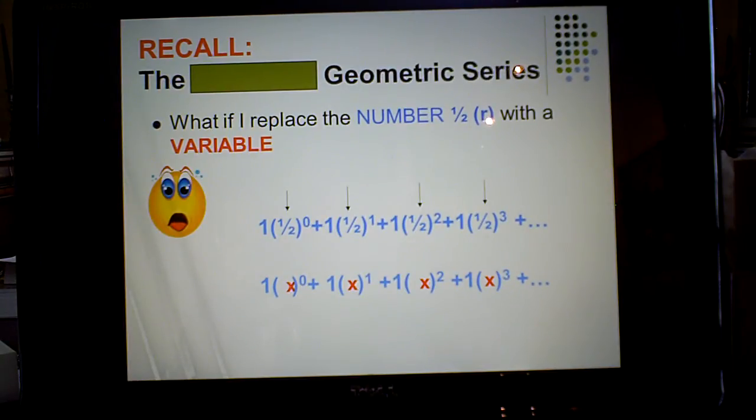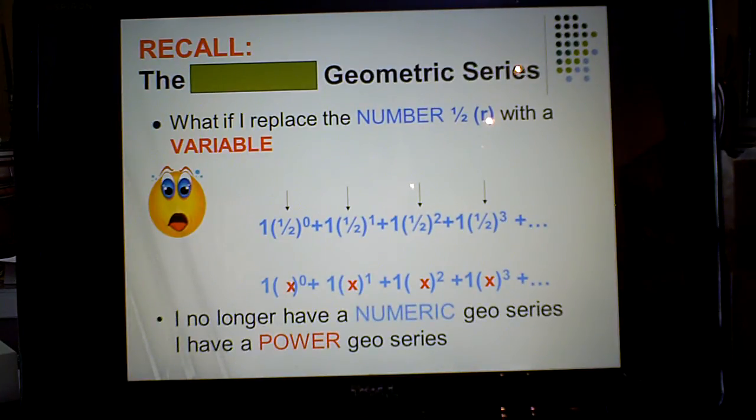So I still have the restriction that if I want convergent, which as I hinted at before, convergent series are the ones that are interesting to us, the ones that are useful in further mathematics and engineering, I want this x to be between -1 and 1, or the absolute value of it to be between -1 and 1. As soon as I replace the common ratio with that variable x, we call this a power series.